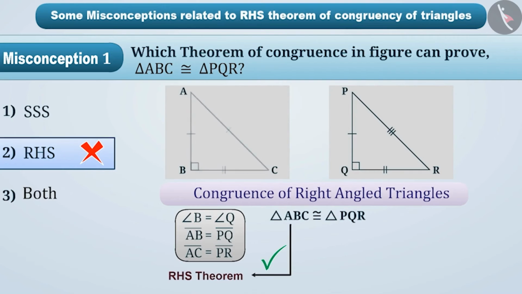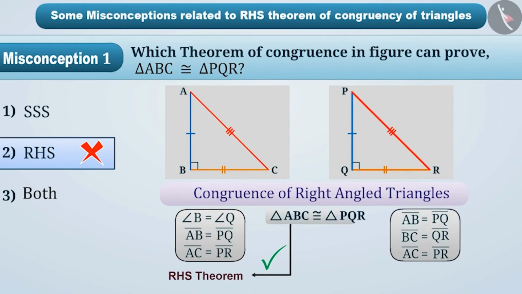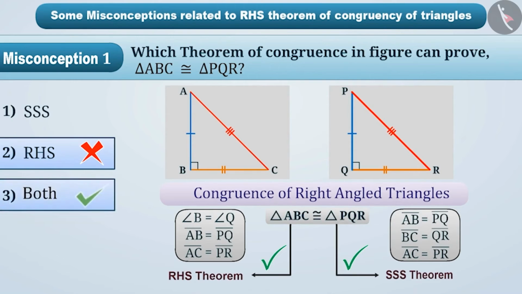Because here, all the three sides of triangle ABC are equal to the three corresponding sides of triangle PQR. Here, we can also use the SSS theorem. Therefore, the correct answer here is option 3. Some children choose option 1 in haste just by looking at the arms, but this is also an incorrect answer to the given question.